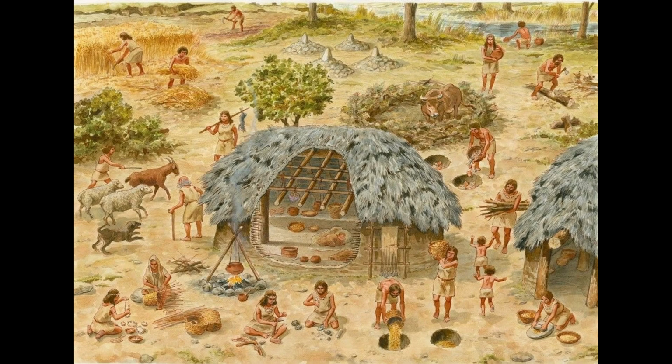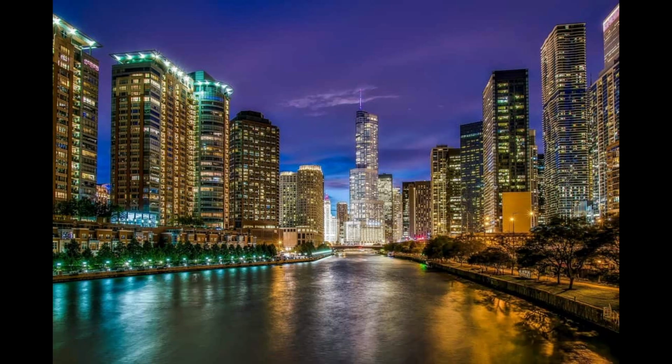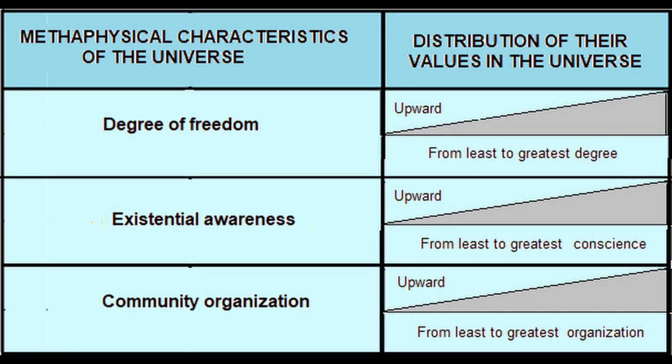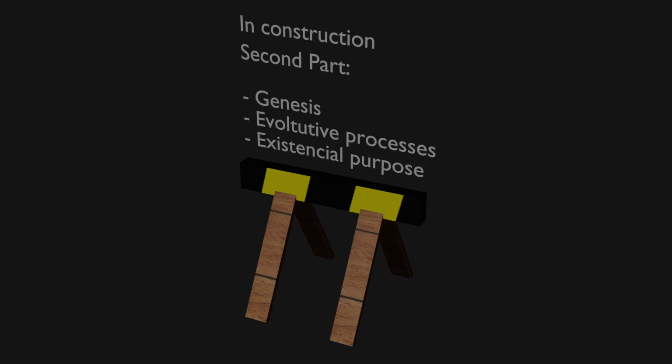Later, they managed to dominate livestock and agriculture, being able to settle, founding small cities that over time became more complex and numerous places. The summary of the distribution of the metaphysical characteristics indicated, we observe them in the following table. End of the first part.